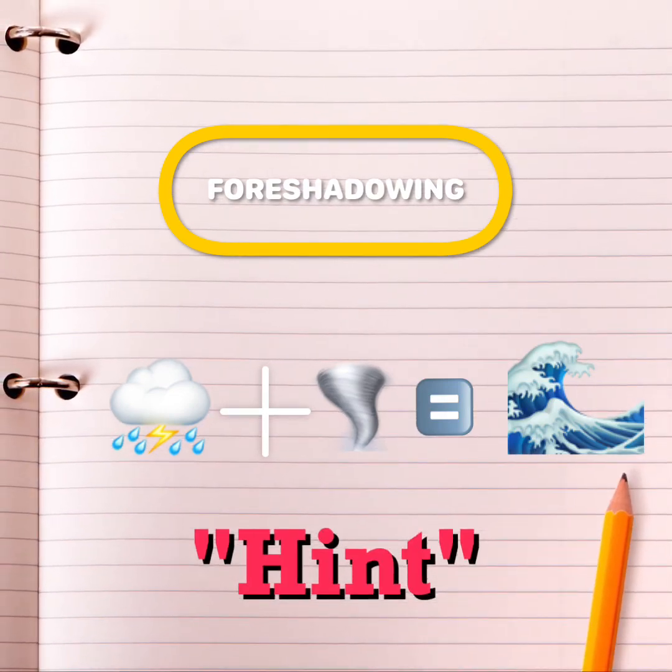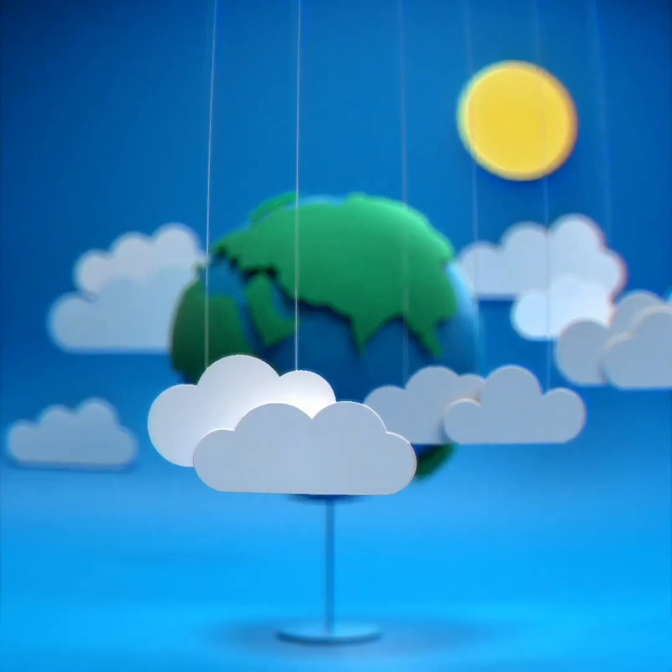In short, foreshadowing gives a hint that helps readers sense what will occur and grow in the stories.